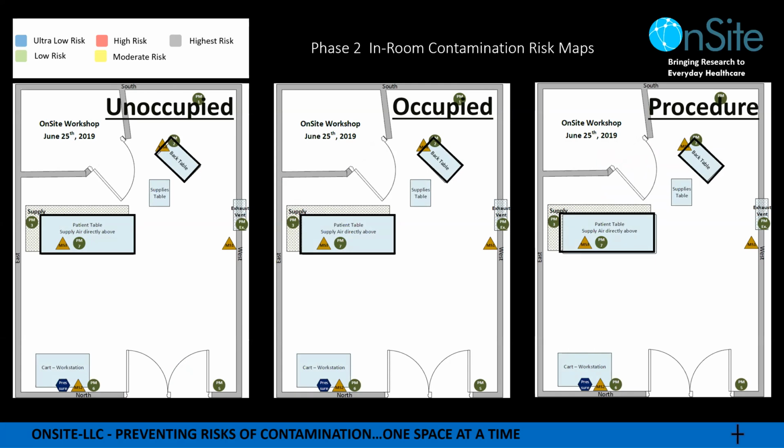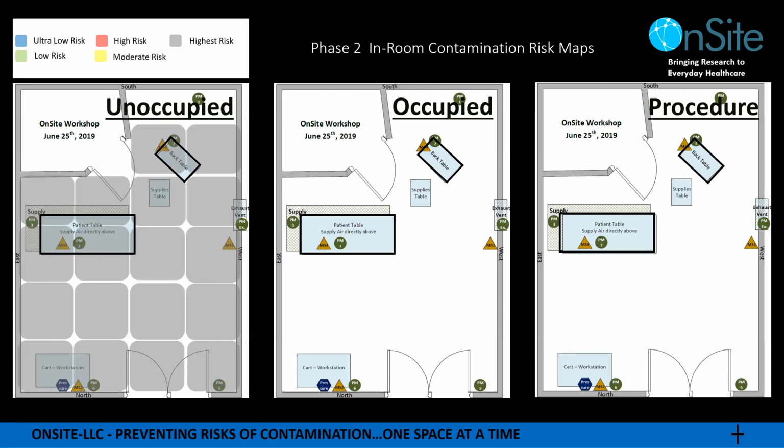Because we were using the risk mapping method, we decided to do the risk map for both unoccupied and occupied airflows in addition to the procedure. When we risk mapped the unoccupied space, we found it to be the very highest risk for contamination, which is understandable. We don't have many air changes and there is no positive pressure.